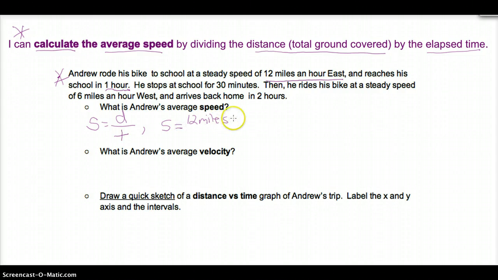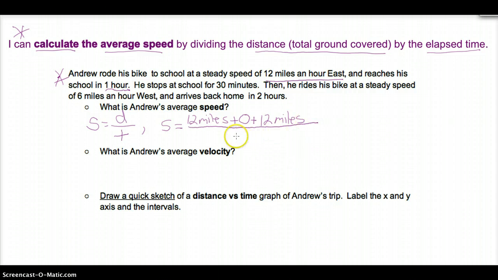Again, we're figuring out distance. He stopped at school for 30 minutes. Clearly he's not moving at all here, so I'm going to put plus 0. Then it says, then he rides his bike at a steady speed of 6 miles an hour west and arrives back home in 2 hours. So if he goes 6 miles per hour for 2 hours, that must mean, again, he's going 12 miles.